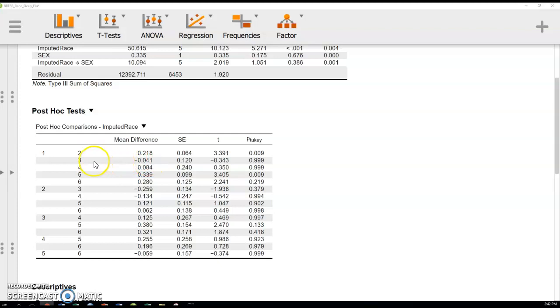Whereas this one's negative, so that would say the whites got 0.04 less hours of sleep per night than the Asians who answered the survey did. We have our standard error and t. What we can jump to here is the Tukey. And this is, again, a p-value. Tukey is the test that's adjusting for the multiple comparison aspect here.